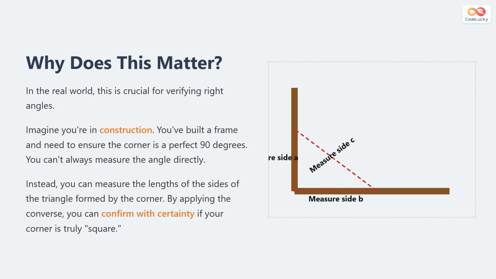This isn't just a math trick, it has practical uses. For instance, in construction or woodworking, you need to make sure corners are perfectly square or 90 degrees. By measuring 3, 4, and 5 feet to form a triangle, you can use the converse to confirm the corner is a perfect right angle.